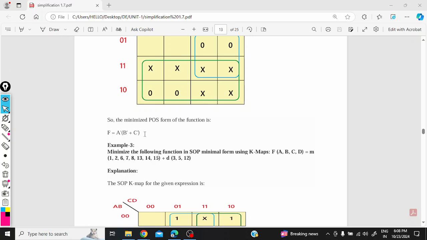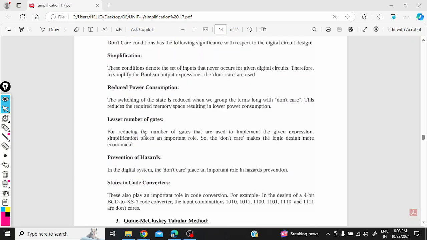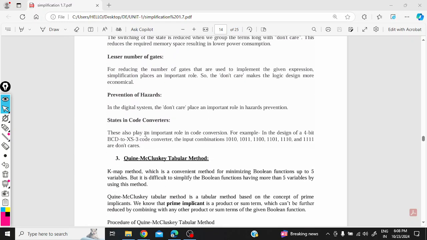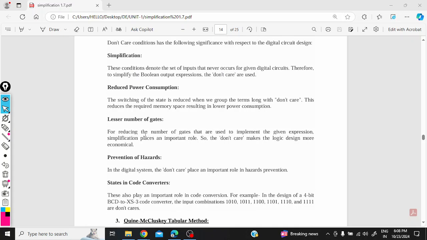So this is how you represent K maps with don't care conditions, and there is some significance of don't care conditions here, and this is what you need to follow in solving Boolean expressions. With this we'll wind up our class here. Thank you everyone.